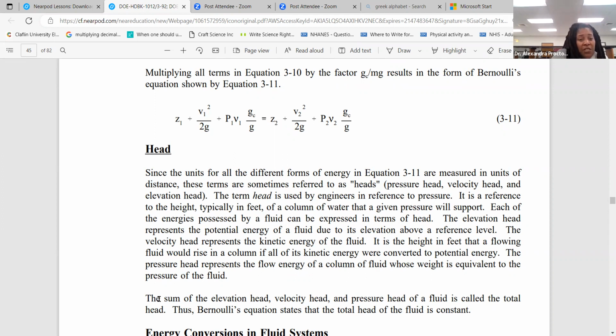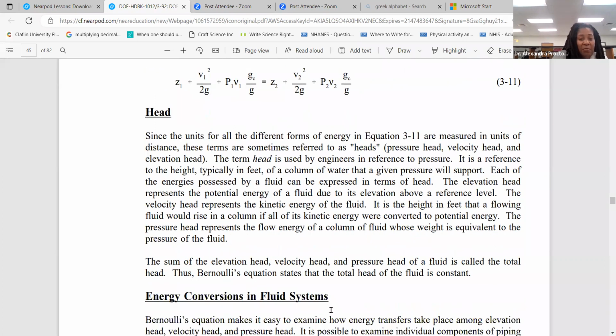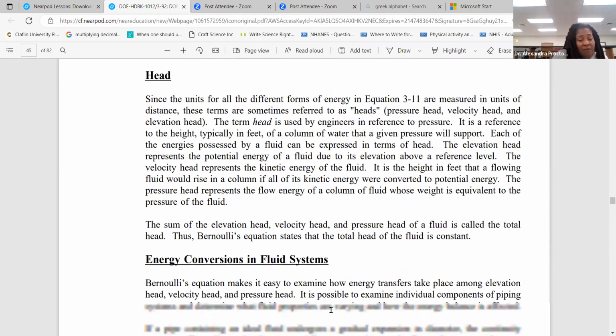And the pressure head represents the flow energy of a column of fluid whose height is equivalent to the pressure of the fluid. So the sum of the elevation head, the velocity head, and the pressure head of a fluid is called the total head. And Bernoulli's equation states that the total head of a fluid is constant.